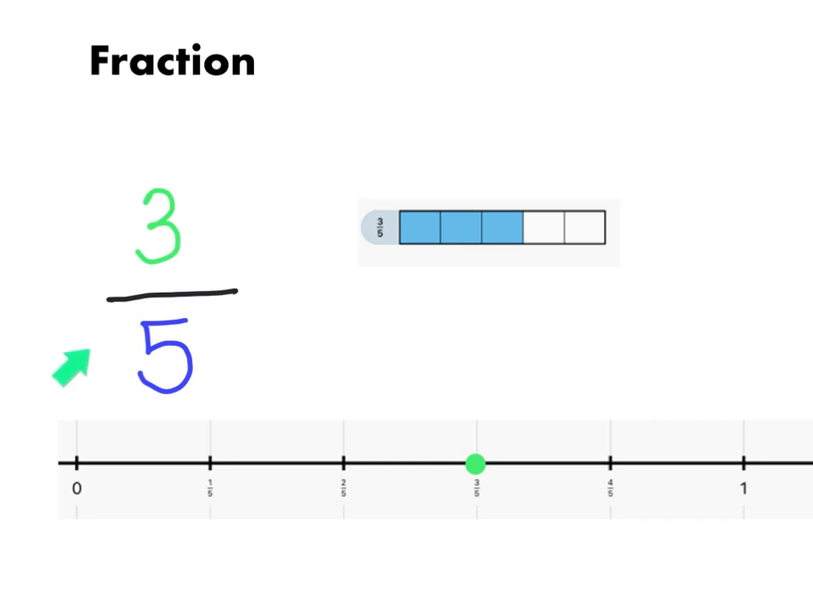The fraction 3/5 can be represented by either using a strip diagram or by using a number line. As we see, both representations are split into 5 equal groups, 1, 2, 3, 4, 5, and 3 of them on the strip diagram are shaded in to represent 3/5, and we have a dot on the 3/5 line representing 1, 2, 3/5 on the number line.